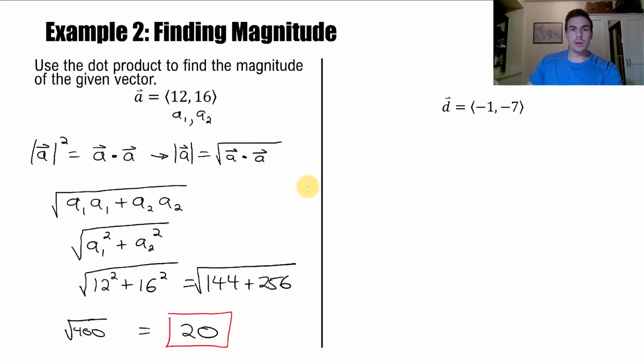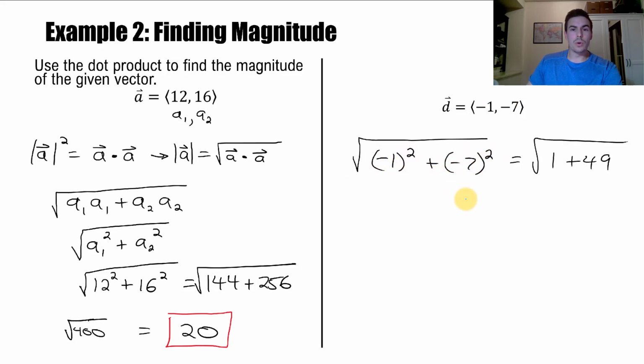Same thing over here with the vector d. We're just going to take the square root of a1 squared plus a2 squared. So that's going to be the square root of 1 plus 49, the square root of 50, which is going to simplify to 5 root 2. All right, last example slide.